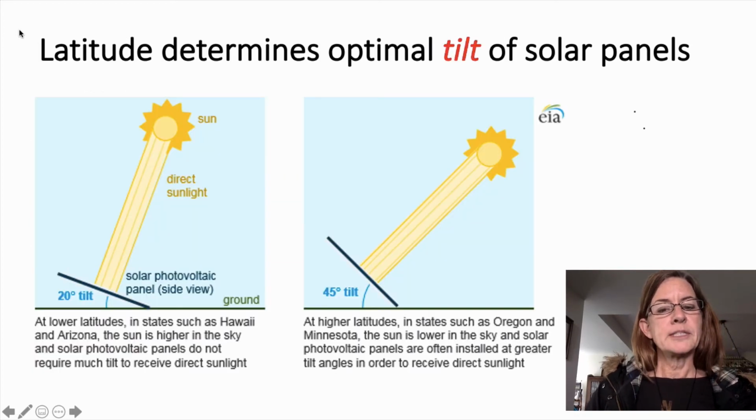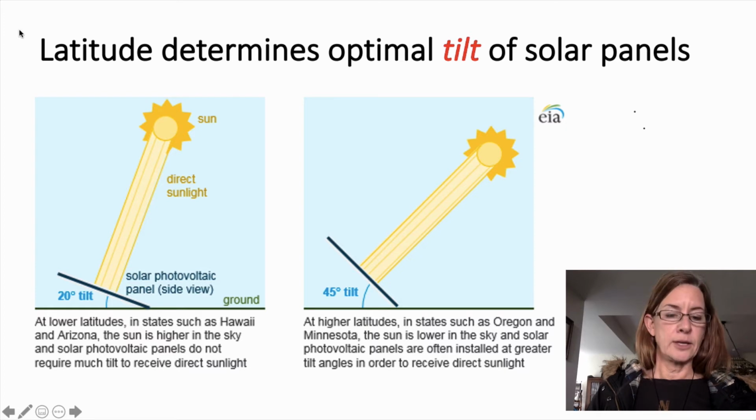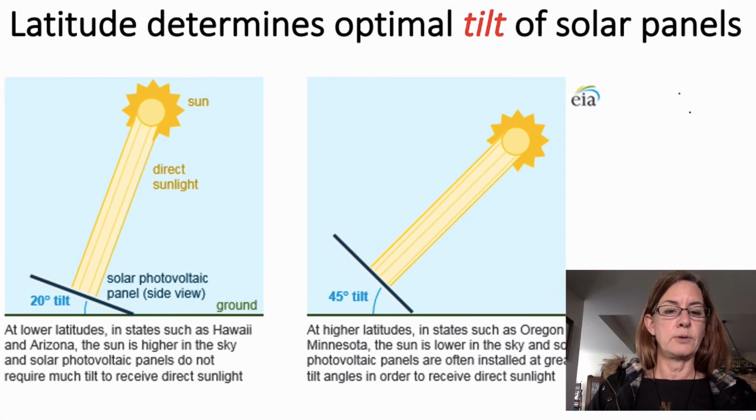And you can compensate for the angle of the earth and the angle that the sun hits the earth by tilting your solar panels up to get direct sunlight shining down on them. And the closer you are to the equator, the less you need to tilt your solar panels up. The further you are from the equator, the more you need to tilt your solar panels.